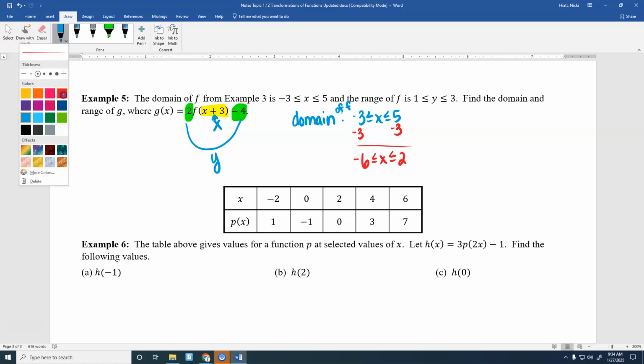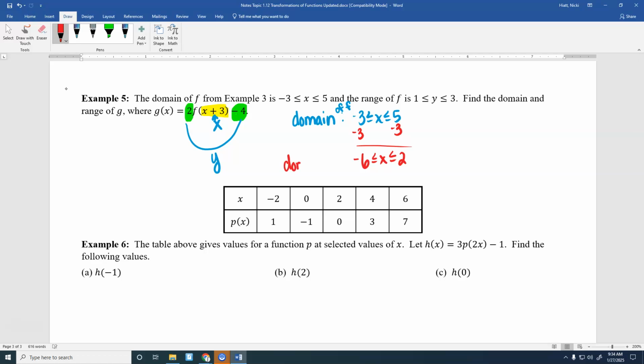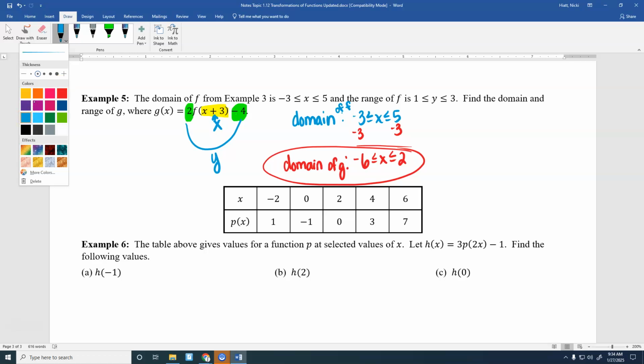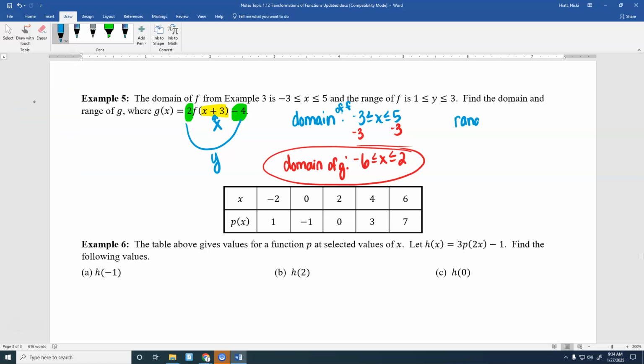So what I have here in red is my domain of g. And so there would be my domain that I'd be looking for. I need to do something similar with my range. So my range of f would be 1 less than or equal to y less than or equal to 3. That's just given to us.